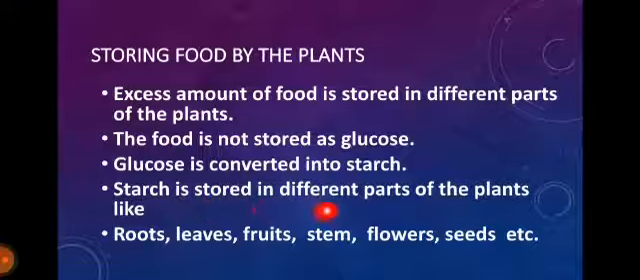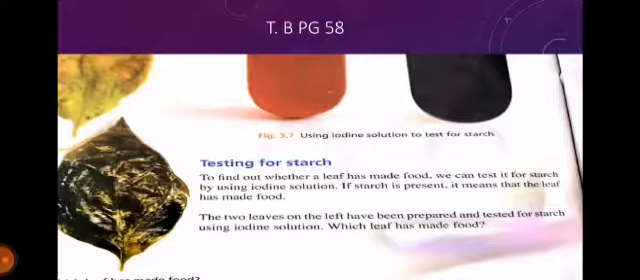Some store in their stem like potato, ginger, sugarcane. Some store in their flowers like cauliflower. Similarly, some plants store their extra food in the form of starch in their seeds, for example wheat, corn, etc. Now today we are going to test our leaf for starch. I told you that the plant's leaf makes food and they store it in the form of starch.